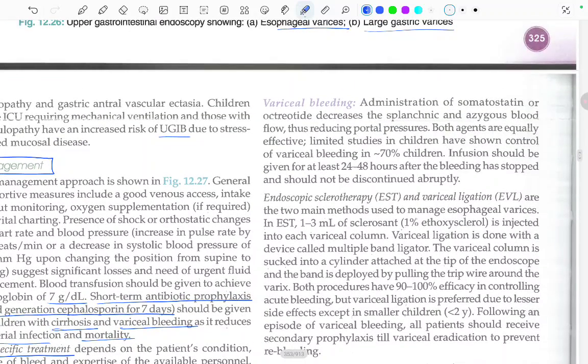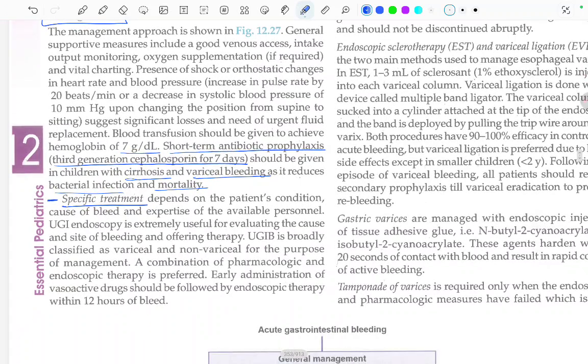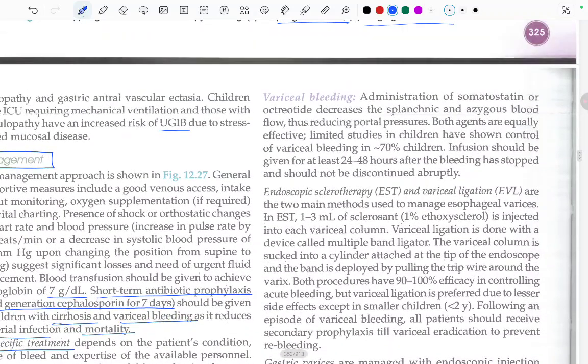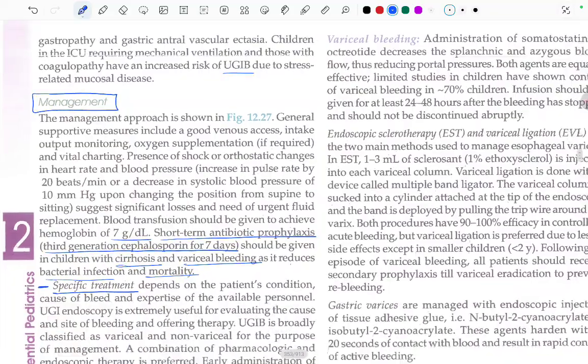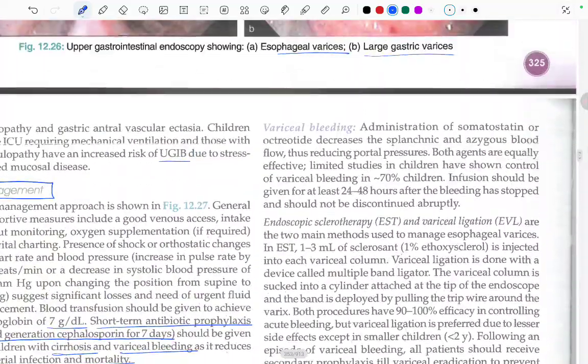Okay, there should be an endoscopic therapy. Early administration of this vasoactive drug should be followed by endoscopic therapy within 12 hours of the bleed. Now first one we are going to see the management of variceal bleeding.